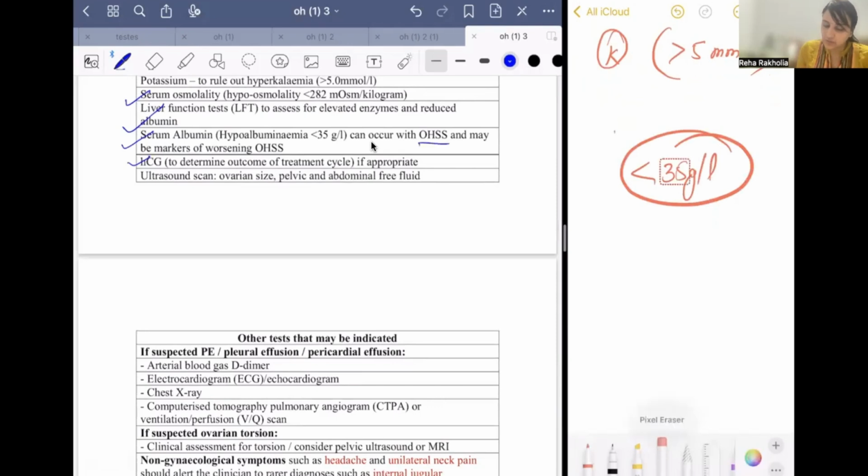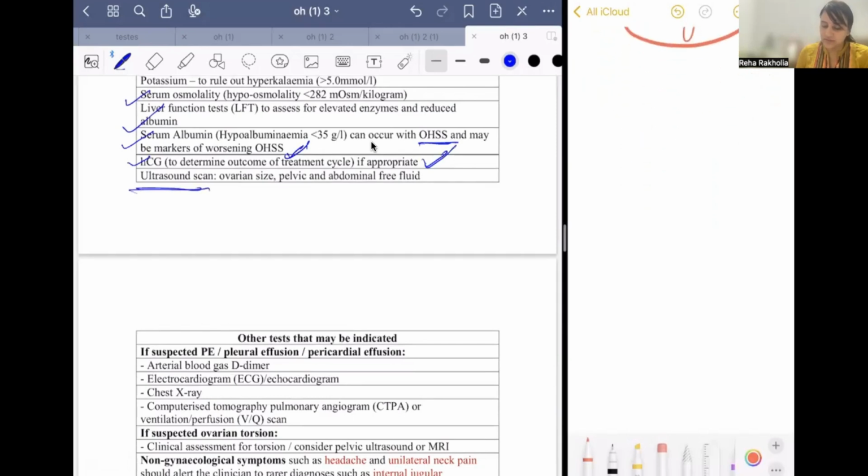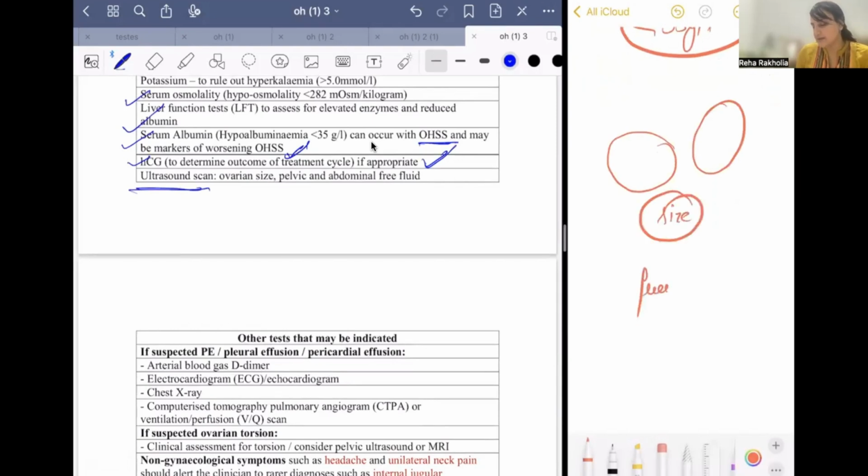It can occur with OHSS and may be the marker for worsening of OHSS. HCG, we look for HCG to determine the outcome of the treatment cycle if appropriate. We look for ultrasound scan. We'll see the ovarian size and we'll see the pelvic and abdomen size, and we'll see the free fluid in the cavity. Free fluid in the pelvic and abdominal cavity.